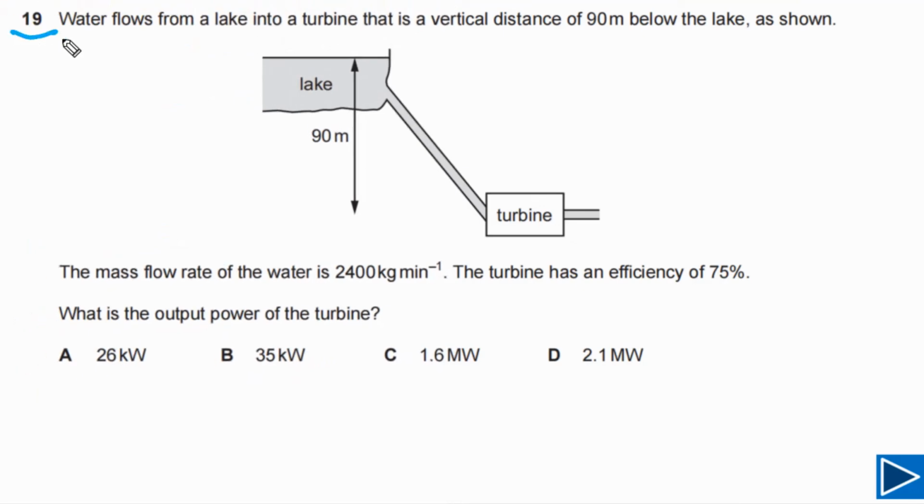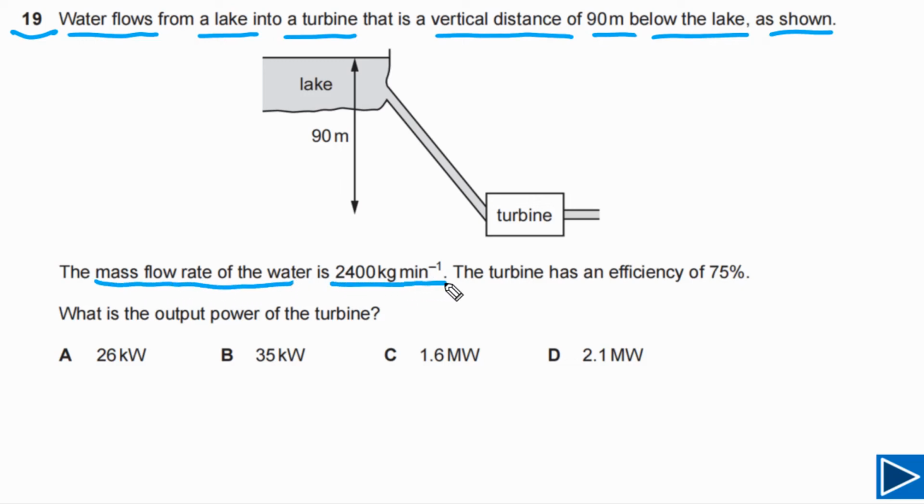For question number 19, it is given that water flows from a lake into a turbine that is at a vertical distance of 90 meters below the lake, as shown in this figure. The mass flow rate of the water is 2400 kilograms per minute, and the efficiency of the turbine is 75%. We need to find the output power of the turbine.